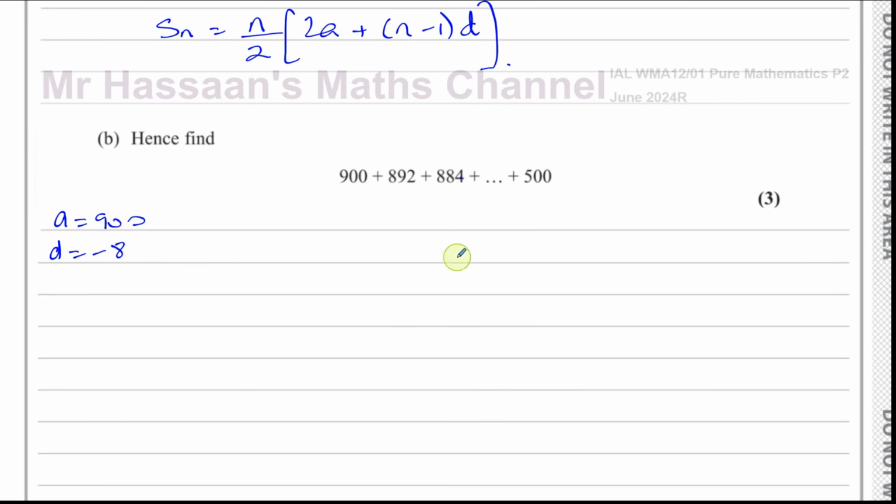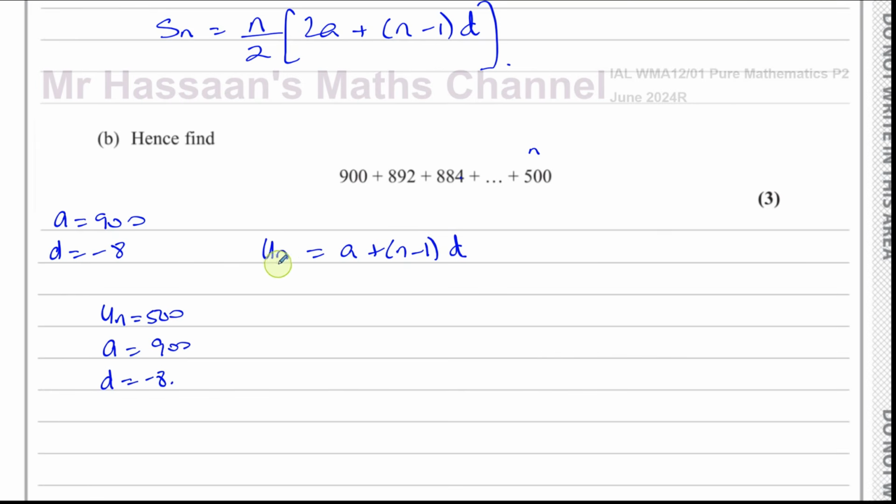We need to find how many terms there are in this. And there's a couple of ways of doing that. One of the ways of doing that is to basically call this one the nth term. Okay, so we know that the nth term, as we discussed earlier, is given by a plus n minus 1 times d. And this is given in the formula sheet, actually. Okay, so for an arithmetic series, this is the nth term. So we know the value of the nth term is 500. We know the first term is 900. And we know the common difference is -8.